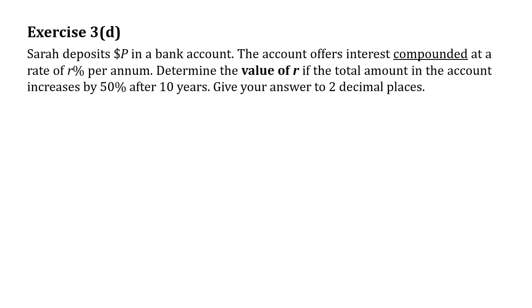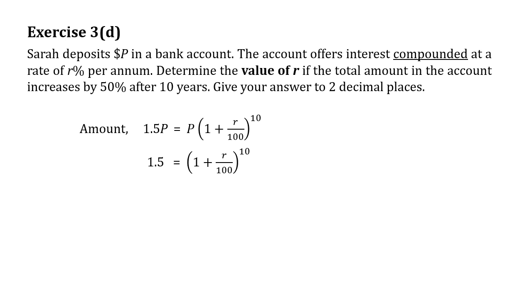In this next example, we are not calculating the total amount in the account. We are not calculating the interest earned, but instead we are calculating the unknown interest rate R. What the question tells us is after 10 years, the account increases by 50%. So if we started off with 100%, it will now be, at the end of 10 years, 150% or 1.5 of P. So we apply that to the formula and we get this. We divide both sides by P, we get this.